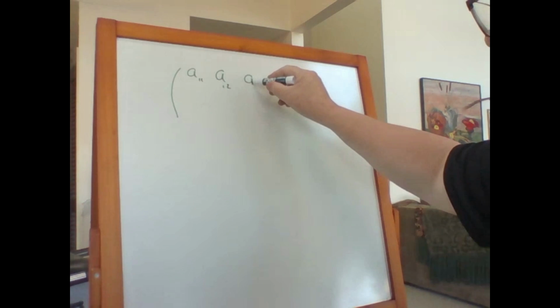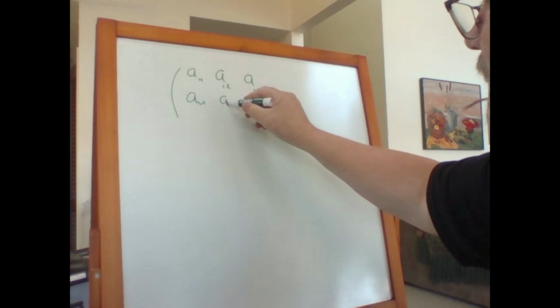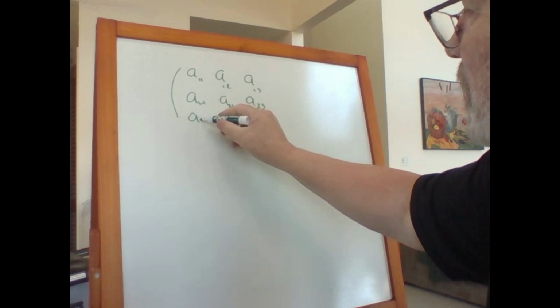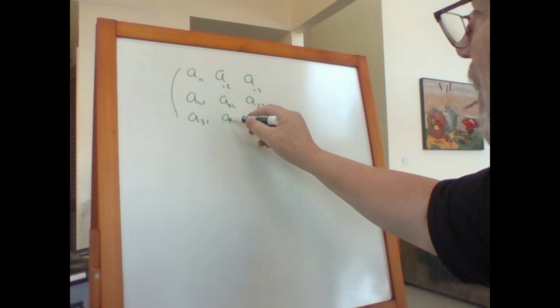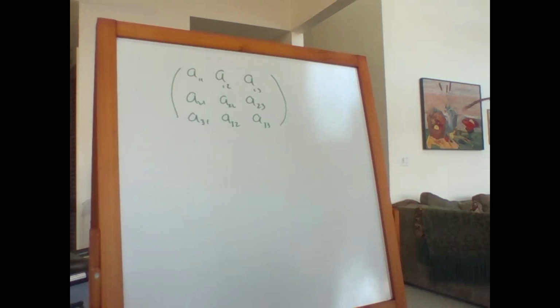We got A13, and we got A21, A22, A23, A31, A32, A33, and typically you're not going to get problems more than a 4 by 4. A 4 by 4 matrix, there's a lot of computation involved with that. That's why this is ideal for computers.